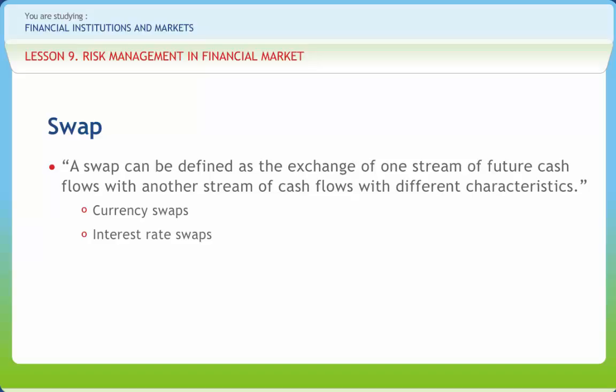Types. First, fixed for floating rate swap, same currency. Party P pays or receives fixed interest in currency A to receive or pay floating rate in currency A indexed to X on a notional N for a tenure of T years.